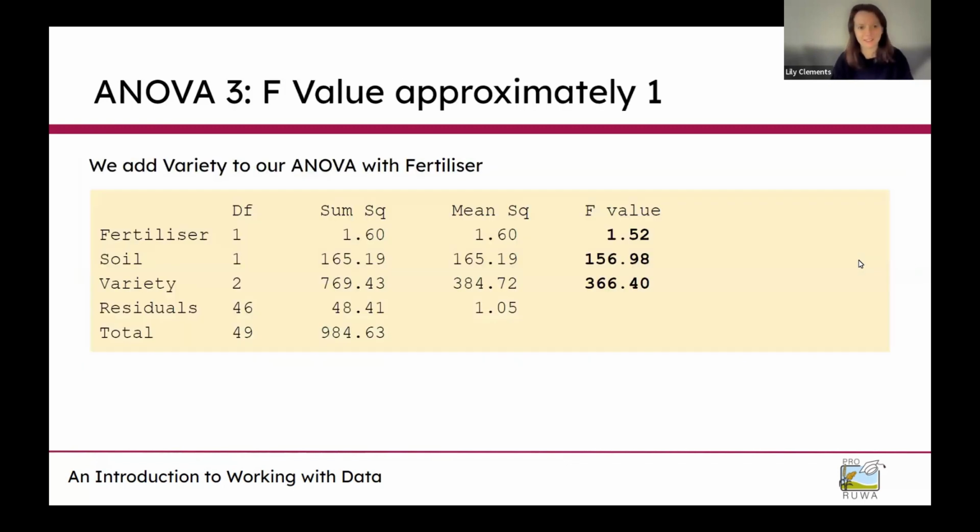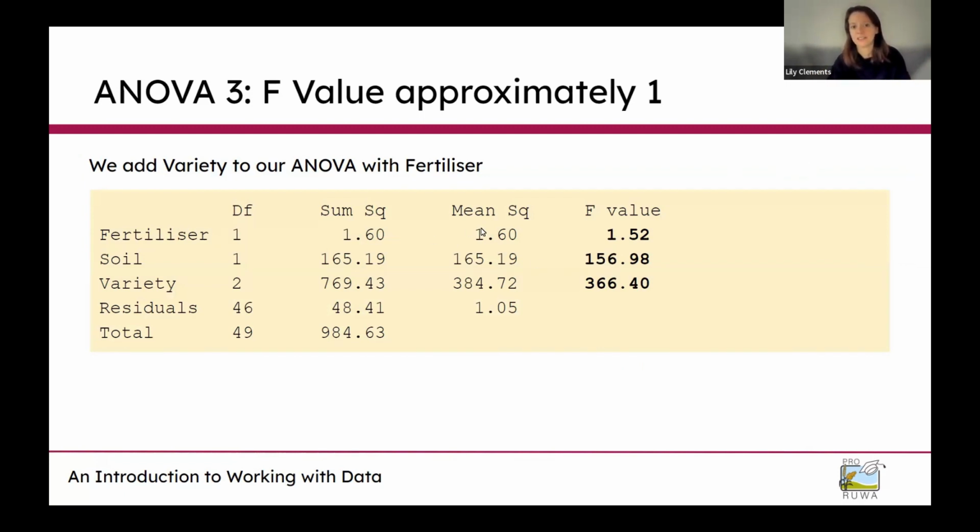So let's add variety to our ANOVA. Remember, this is simulated data. So we add in our variety, and lo and behold, not only does soil now have a much higher F value, but our variety has a very high F value. So this F value has increased for everything.